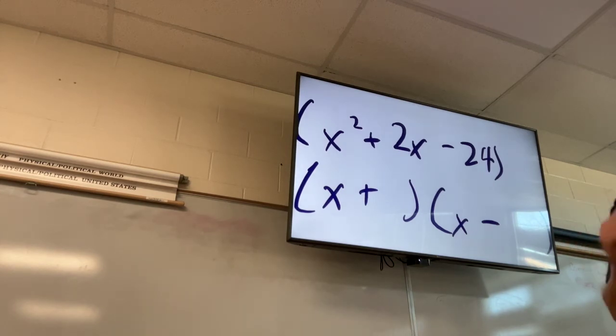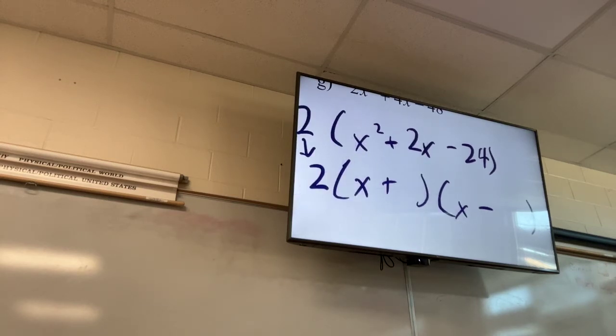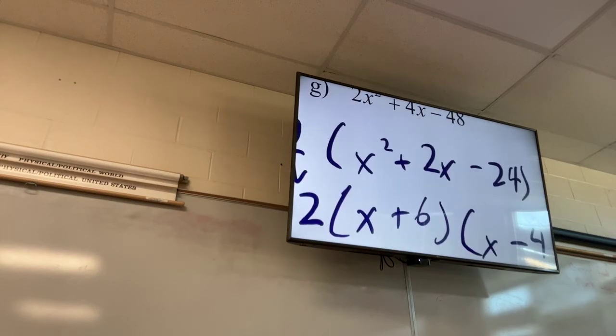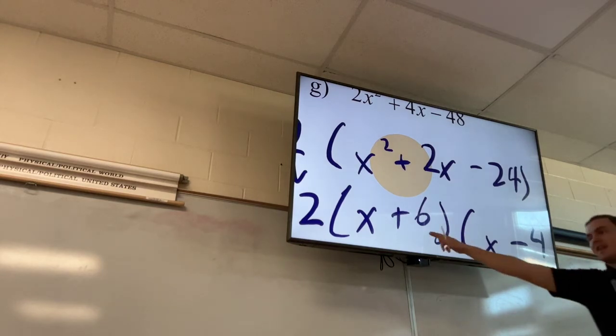6 times 4 is 24. 6 minus 4 is 2. It's going to be 6 and 4. How do I know where to put them? Do I put the 6 next to the plus here or next to the minus? How do I know, Ian? 6 next to the plus. Why is that? When I FOIL back out, I'm looking at this sign right here. I want to have a positive left over. So I put the bigger number next to the plus.